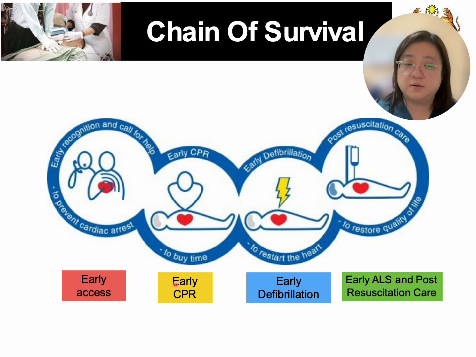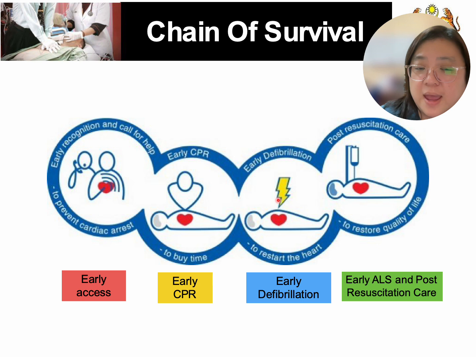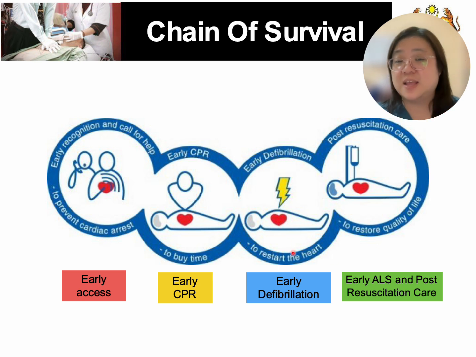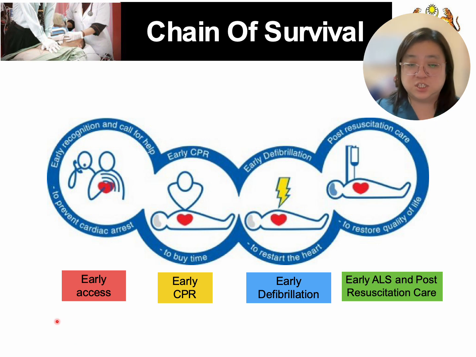Early CPR. Okay, next would be early defibrillation. Why early defib? So that you can jumpstart the heart. And then next will be early ALS and post resuscitation care. Okay, so again we repeat, the chain is early access, early CPR, early defib, and early ALS and post resuscitation care.